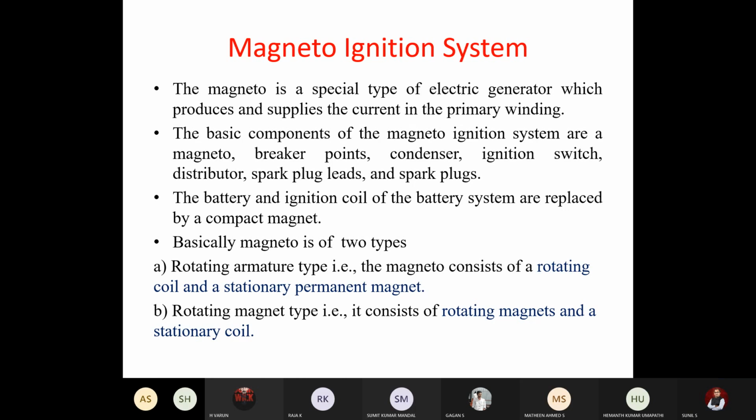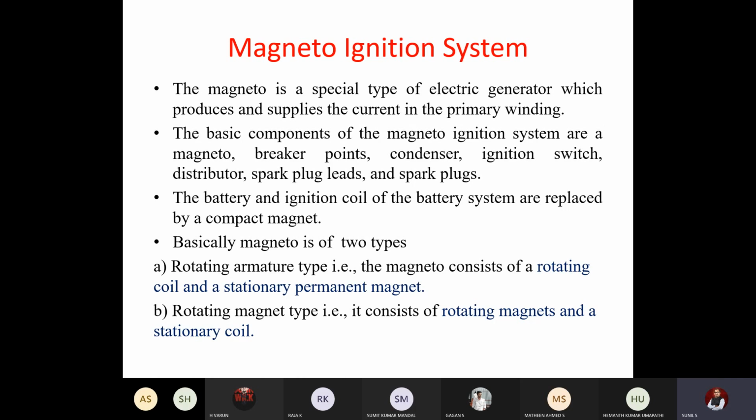The battery and the ignition coil, that is the primary coil, are replaced by a compact magnet. That's the only difference. Please try to understand. In the old system, whatever we studied, there was a battery. That battery and primary coil will be replaced by a magnet.